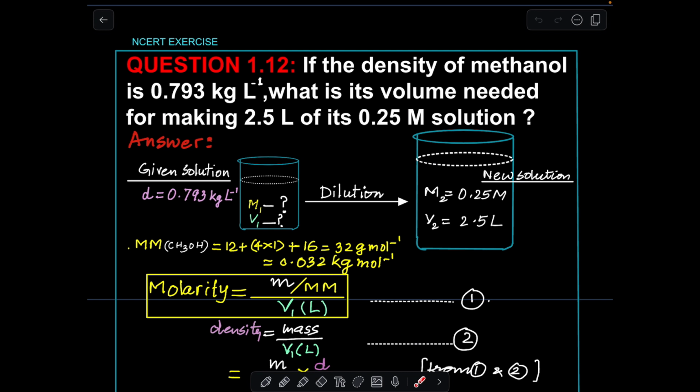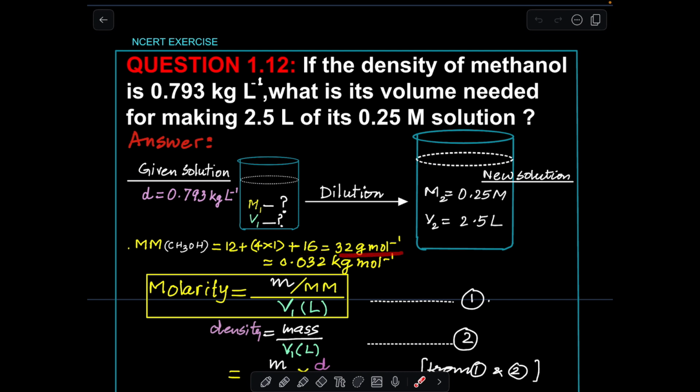So let's calculate the molar mass of methanol. Methanol is CH3OH. It has 1 carbon atom, 3 plus 1, 4 hydrogen atoms, and 1 oxygen atom. So the molar mass will be: the mass number for carbon is 12, so for 1 carbon atom, 12 as such. For 4 hydrogen, 4 into 1, since the mass number is 1. And for oxygen, the atomic mass is 16. So it is calculated as 32 grams per mole.